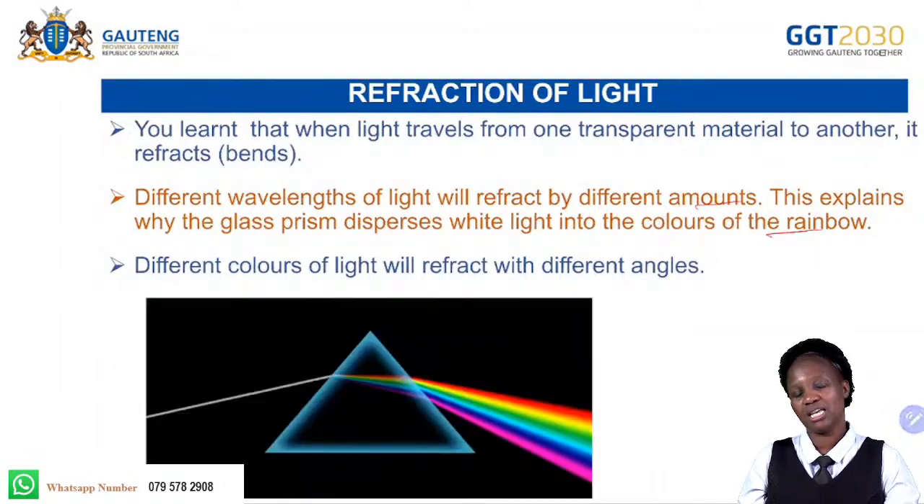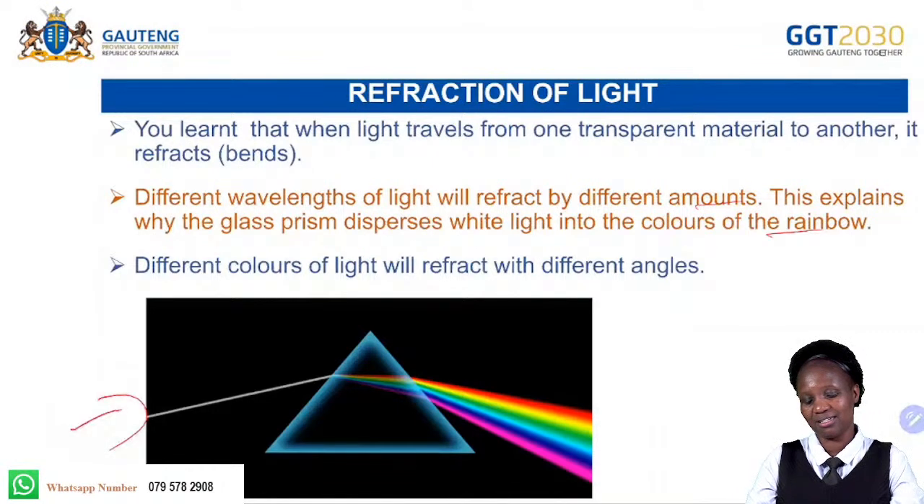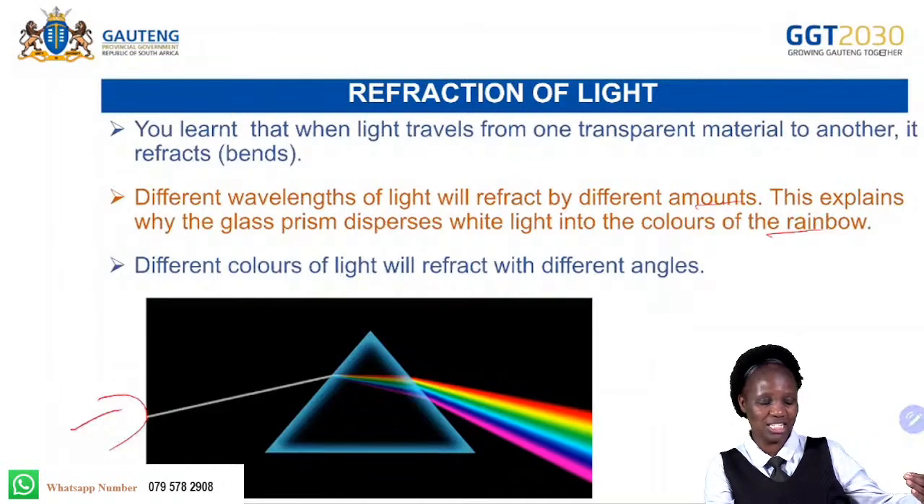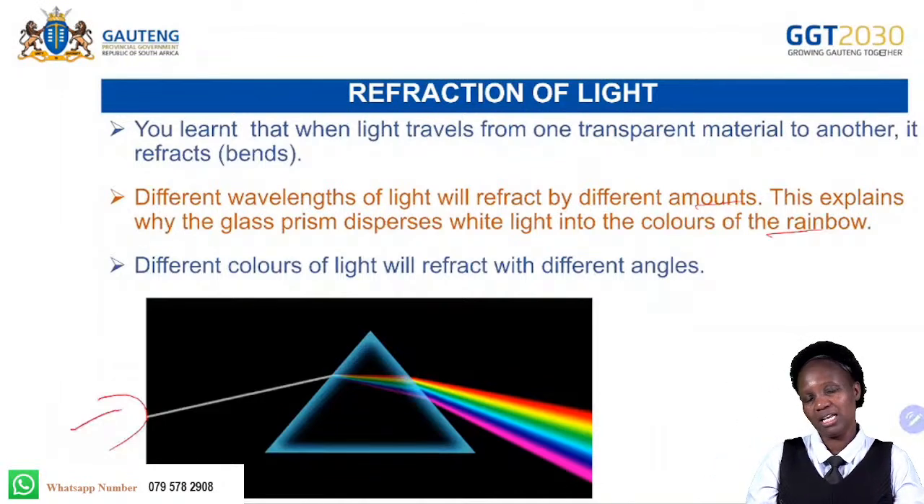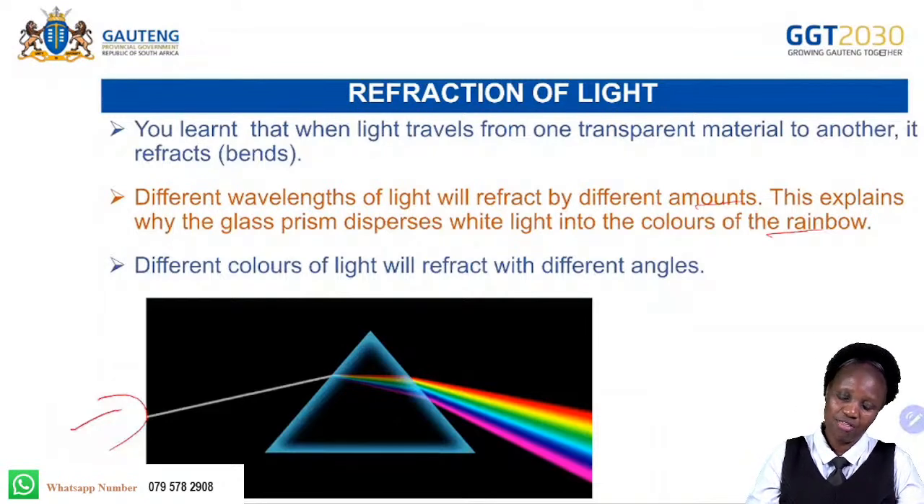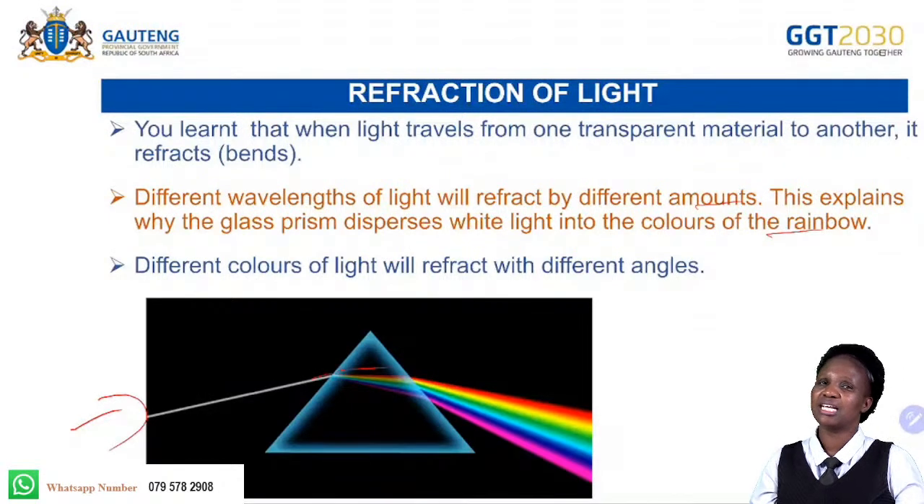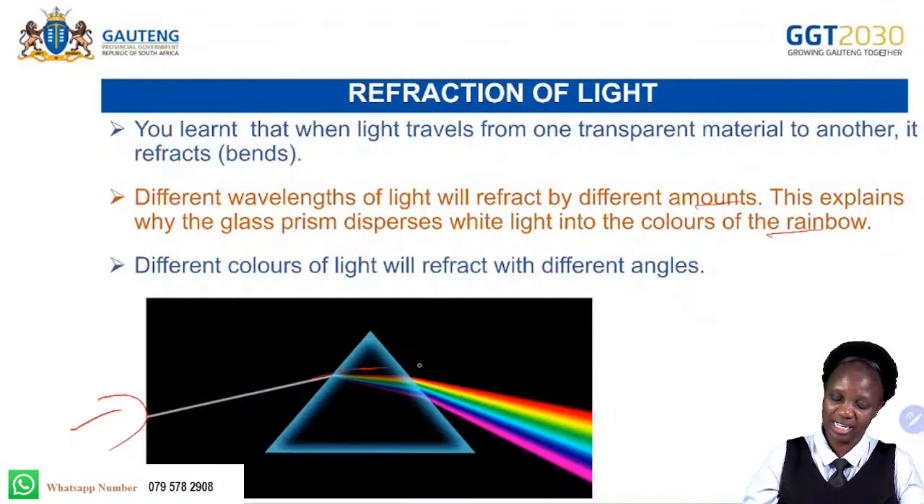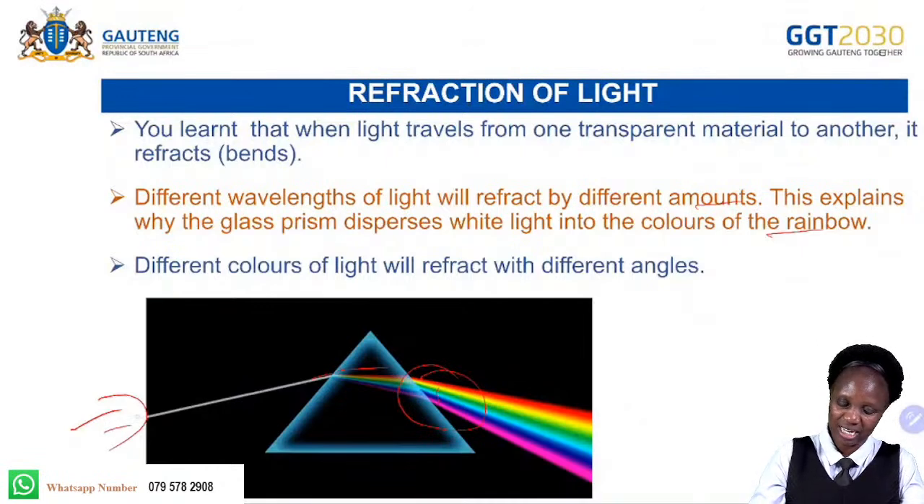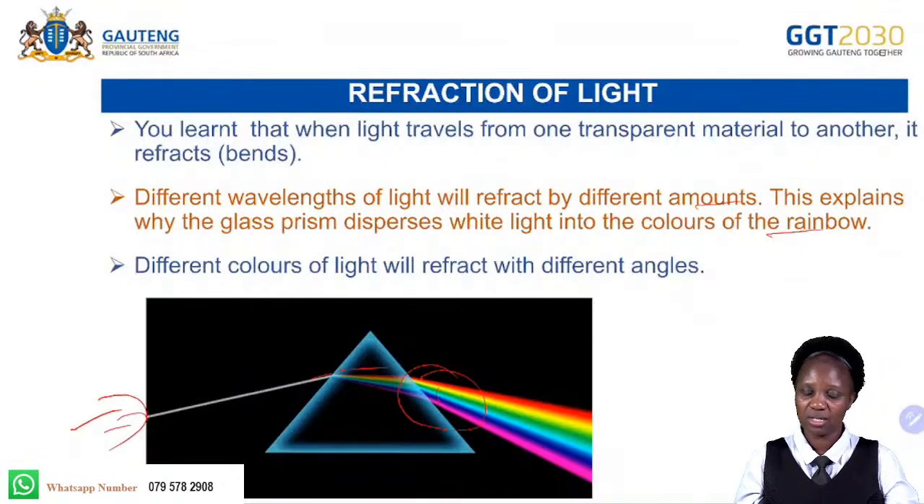All right, we've got a very interesting picture there. This is white light coming in, all right, is an incident ray because it is incoming. Then it strikes a glass prism. Then when it strikes it, it gets in. Then it changes direction. That is, it bends, all right? And then it disperses the colors of the rainbow. Okay, we can see the colors of the rainbow here, right? But when it was incoming, it was white light, all right?